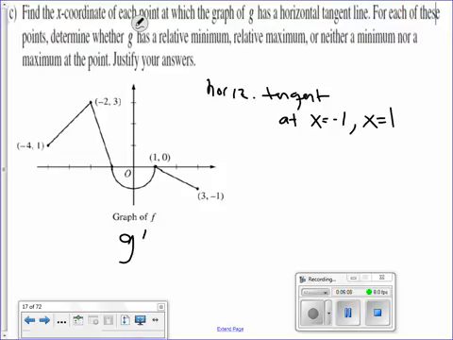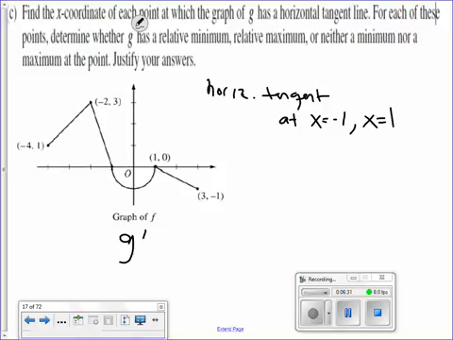See, the slope of G is negative, and then it goes to 0. So just for a second, the slope is 0, and then it goes to being negative again. So it's not a min or a max at 1. But at negative 1, we have the relative max. Questions?